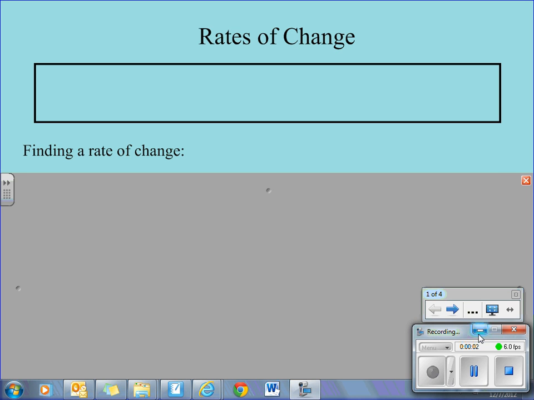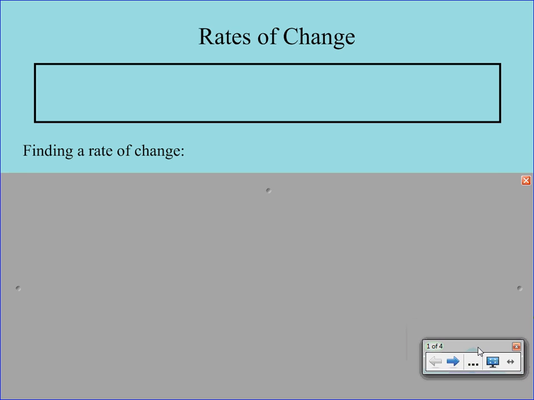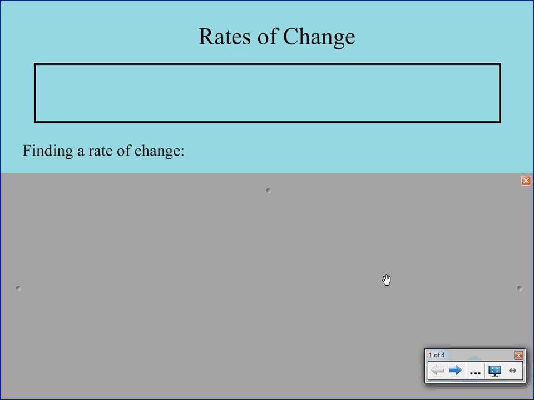This lesson is going to build upon what we know about slope and transfer it to rates of change. This big box on the top is just so that you understand very clearly that slope is equal to a rate of change. In fact, on the first day when we wrote down different definitions for slope, rate of change was one of them.